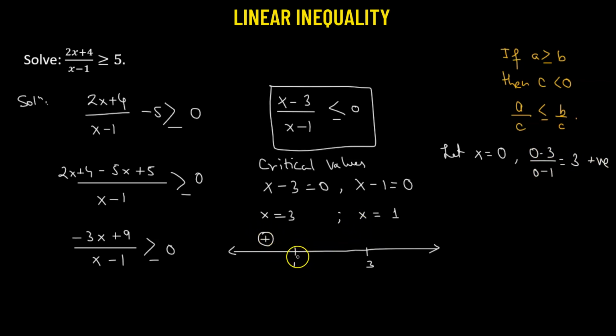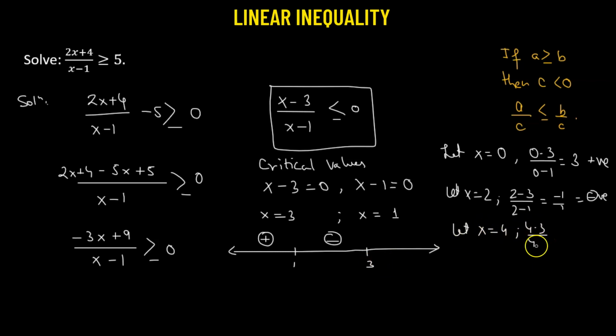Then we are going to consider a value between 1 and 3. So we'll consider x equals 2 and substitute into our rational expression. We have 2 minus 3 divided by 2 minus 1. That gives us negative 1 over 1, which is a negative number. So here we have a negative value. And we'll consider another value, x equals 4, which is greater than 3. When we substitute into the rational expression, we have 4 minus 3 divided by 4 minus 1. This gives us 1 over 3, which is a positive value.